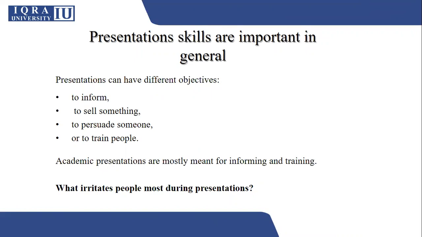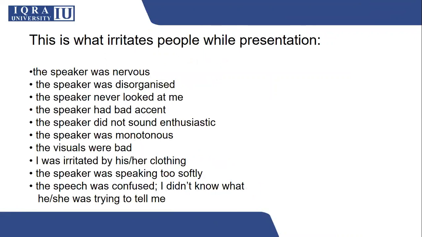Now, the question is, what irritates people most during presentations? This is what irritates people during presentations. The speaker was nervous. The speaker was disorganized. The speaker never looked at me. The speaker had a bad accent. The speaker did not sound enthusiastic. The speaker was monotonous. The visuals were bad. I was irritated by his or her clothing. The speaker was speaking too softly. The speech was confused. I didn't know what he or she was trying to tell me.